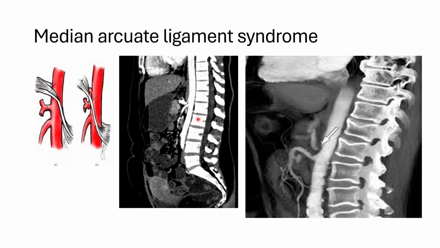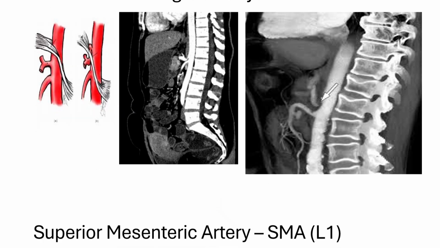So we can see this is the CT sagittal image showing the celiac trunk, showing the indentation by the median arcuate ligament. So we can see here this originates the compression of the celiac trunk. So this is the median arcuate ligament syndrome.